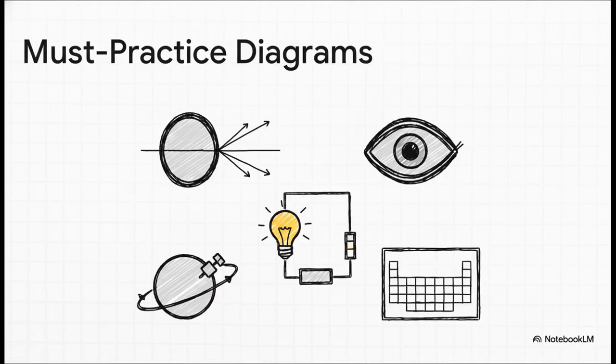Okay, let's talk about an easy way to score full marks. Diagrams. A neat, well-labeled diagram is a gift to the examiner. Here are the 5 you must practice until you can draw them perfectly. The convex lens ray diagrams, the human eye, a simple electric circuit, satellite orbits, and a basic outline of the periodic table. These are easy marks if you're prepared.